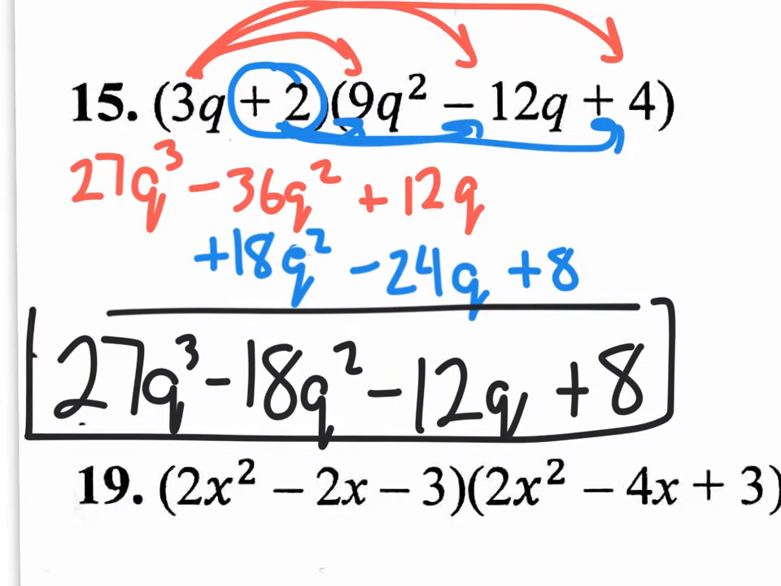This is your final standard form cubic polynomial answer. Leading coefficient is 27, constant is 8. The degree is 3.